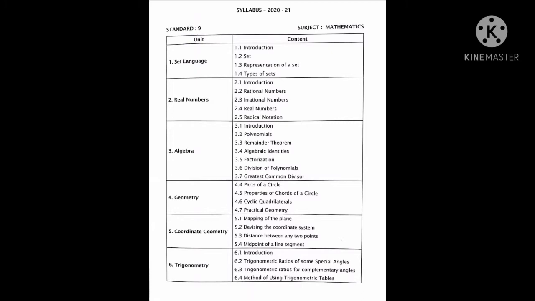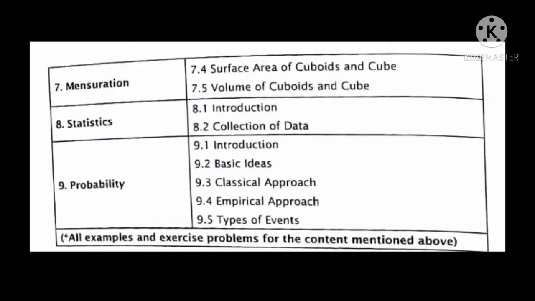This is the reduced syllabus of 9th standard mathematics. In this session, we are going to learn about exercise 7.3 in mensuration.